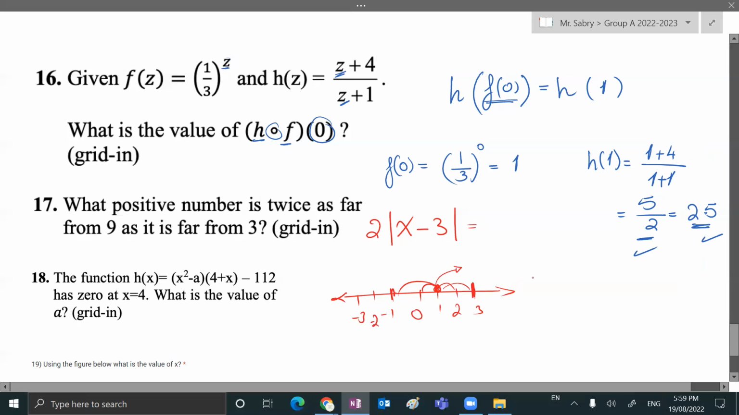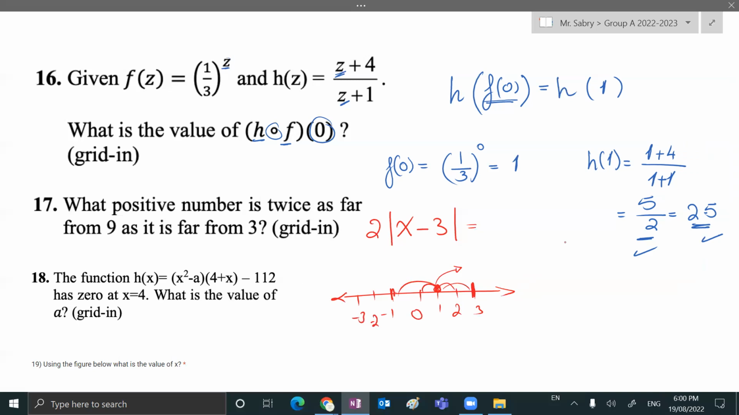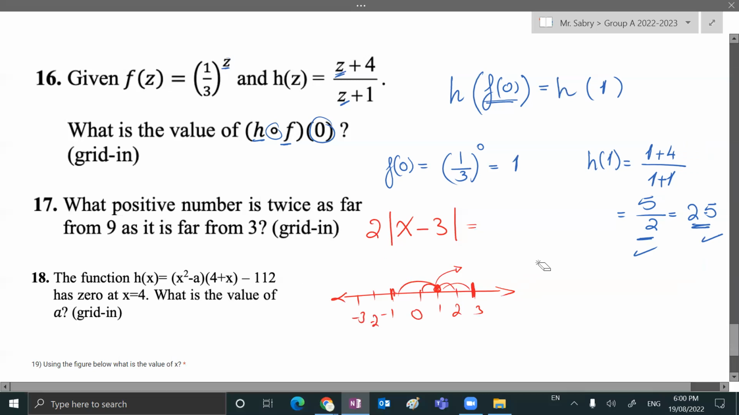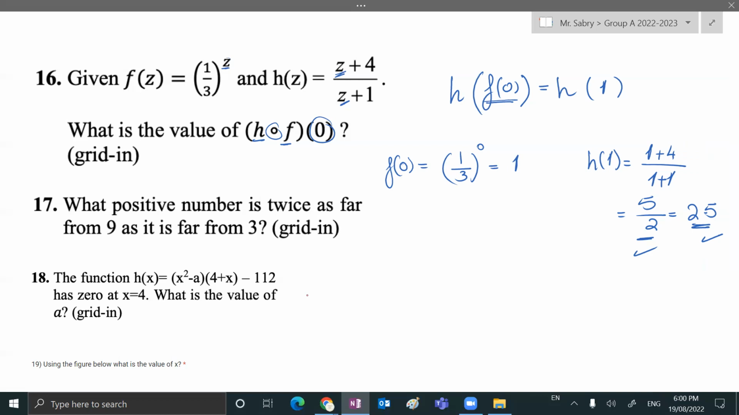Okay, wait, let me arrange something else entirely. Actually, by the way, no. I mean, twice as far from 9 as it is far from 3.